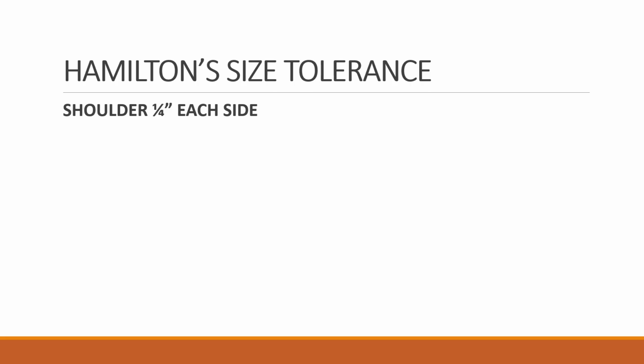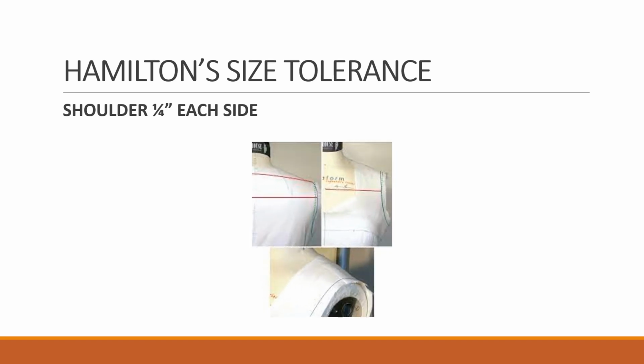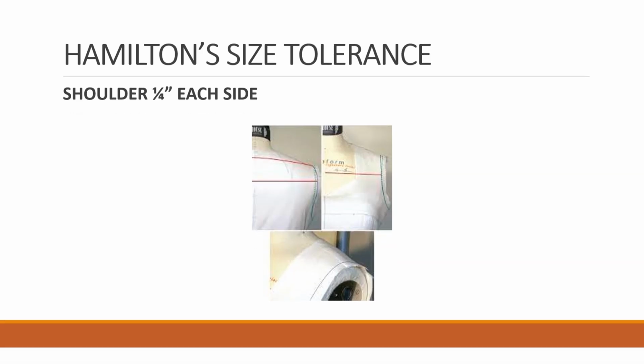As per this Hamilton's international tolerance standard, for the shoulder, 1/4 inch on each side, the tolerance is acceptable, like what is shown in the figure. So Hamilton shirts size tolerance is 1/4 inch on each side. It again depends upon the buyer.